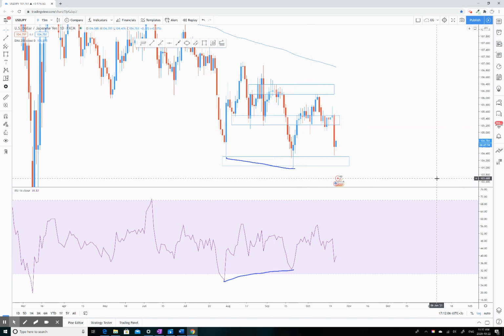You're not always going to get divergence, guys. Definitely not. It's a great confirmation to have, but you're not always going to get it. This is what I would be looking for, though, so you know that for next time.